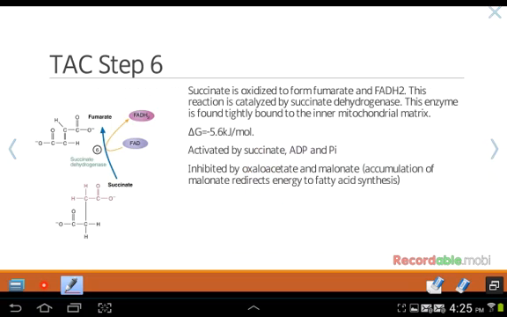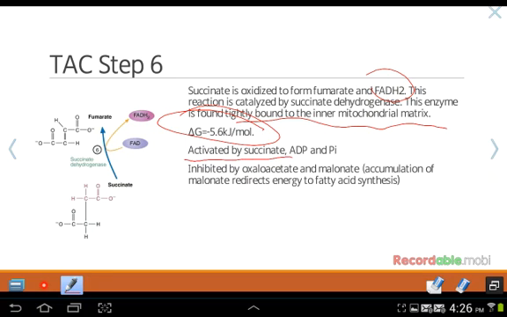In step 6, succinate is oxidized to form fumarate and FADH2. This enzyme reaction is catalyzed by succinate dehydrogenase. This enzyme is found tightly bound to the inner mitochondrial membrane, and we'll see why that's important when we talk about the electron transport chain. Here, we're sort of near zero, slightly exergonic. It's a negative 5.6 kilojoules per mole.